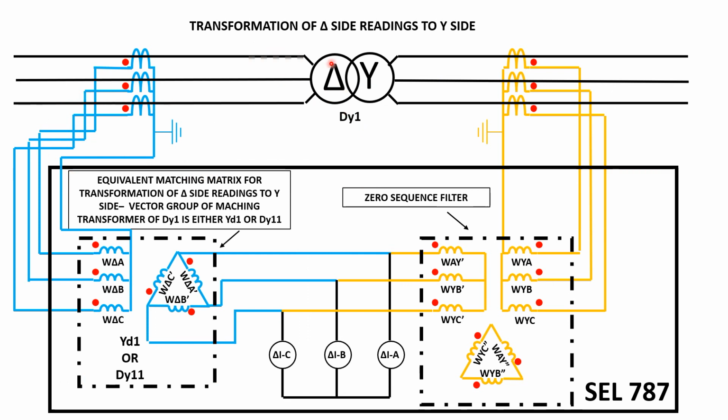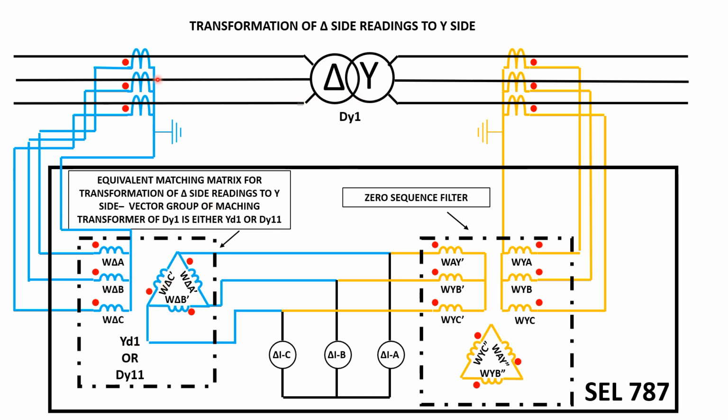So what happens if you want to not do action on the Y side, but do some action on the delta side readings? In this case, it's equivalent to using this relay as a kind of an old-fashioned type. Use a vector group of a transformer.